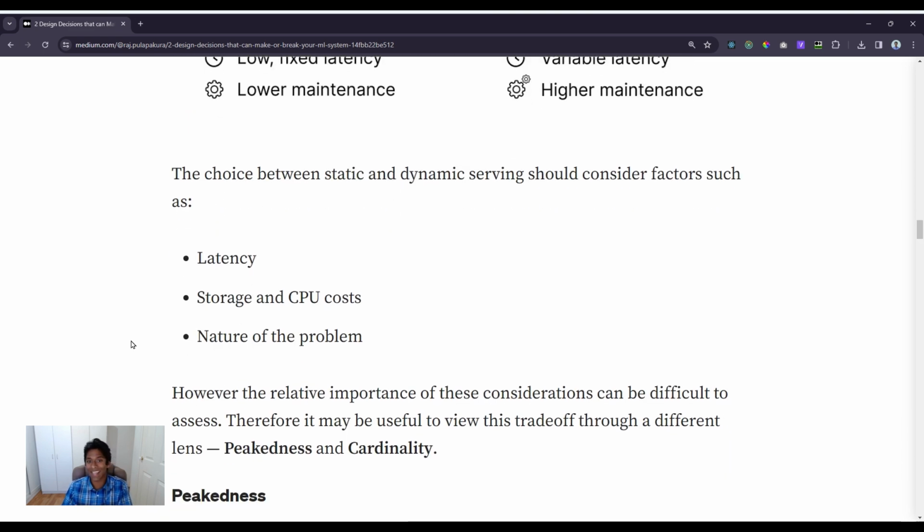So the choice between static and dynamic serving should consider factors such as latency, storage and CPU costs, and the nature of the problem. However, the relative importance of these considerations can be difficult to assess. Therefore, it might be useful to view this trade-off through a different lens, through peakness and cardinality.